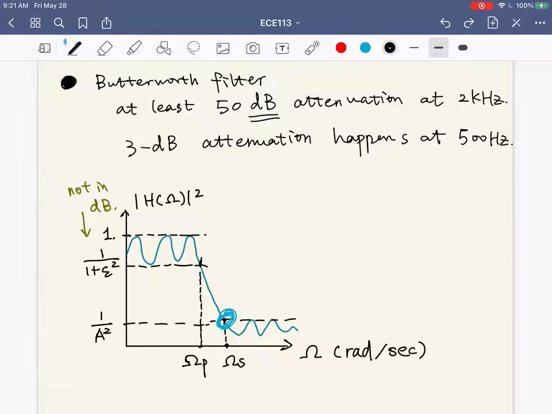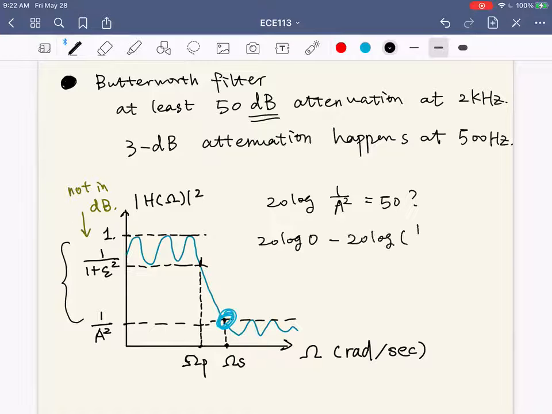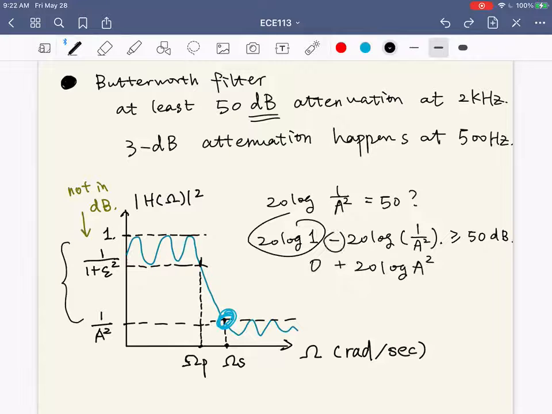Okay, Aryan said 20 log 1 over a squared equals 50. Let's see. We want these values, and it is not in dB, so it should be 20 log 0 minus 20 log 1 over a squared, and this value should be bigger or equal to 50 dB. Sorry, could you explain why it's 20 log 0 minus 20 log 1 over a squared? So this is 0, and this is 20 log a squared, because it is 1 over a squared. Now I turn it upside down, so it cancels out the negative sign.